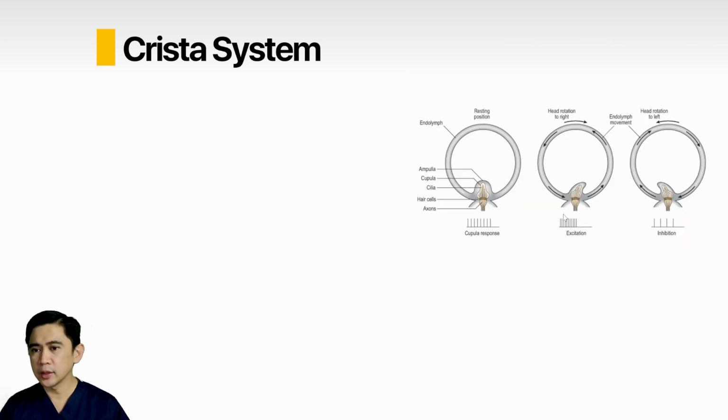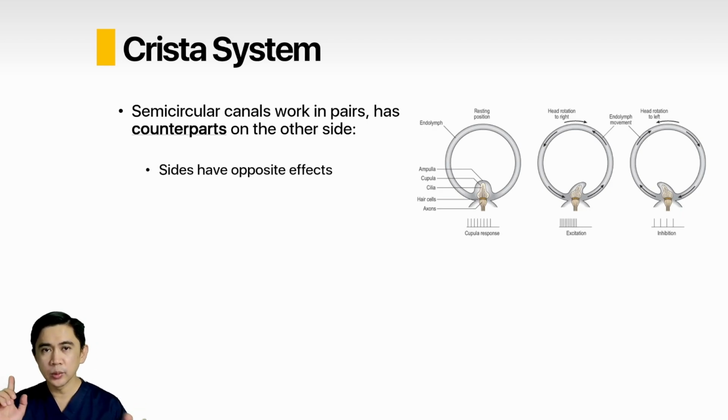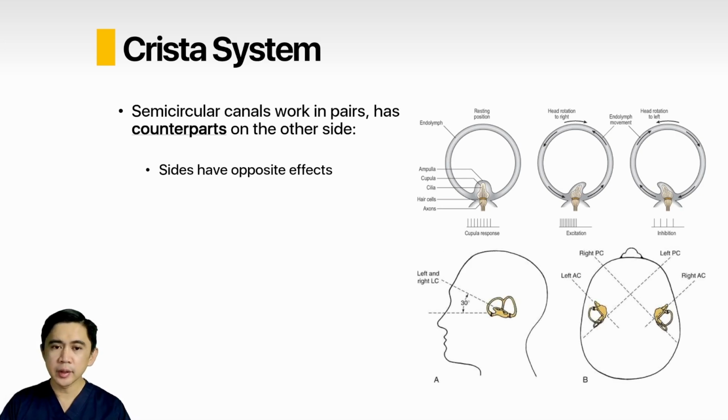Again, here is another figure wherein movement of the endolymph inside the semicircular canals will either bend the cupula forward, resulting in excitation, and when it's bent the other way, there will be inhibition. The semicircular canals work in pairs, and they have counterparts on the other side because we have two inner ears. Each side has opposite effects. Whenever there is excitation in one, there will be inhibition in another.